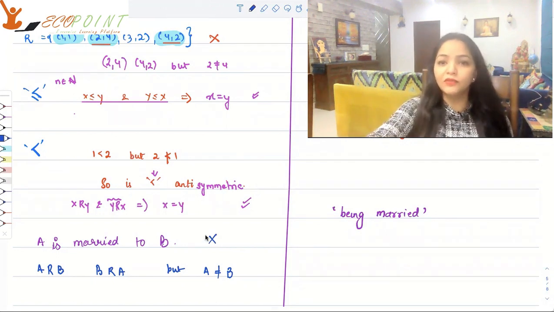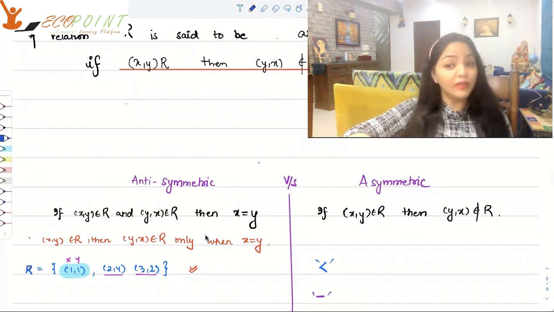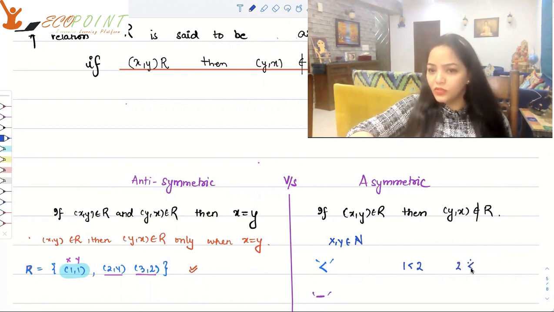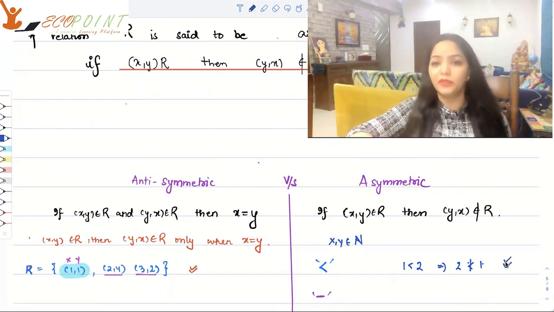With this, now I'll give you some more examples of asymmetric. Now let's try to figure out whether strictly less than is asymmetric. Strictly less than is asymmetric. Why? Because if you take any x, y from the set of natural numbers, strictly less than is an asymmetric relation, because 1 is strictly less than 2. Then 2 is definitely not strictly less than 1. And that's a property that all the natural numbers will follow. So therefore, we will say that it is an asymmetric relation.